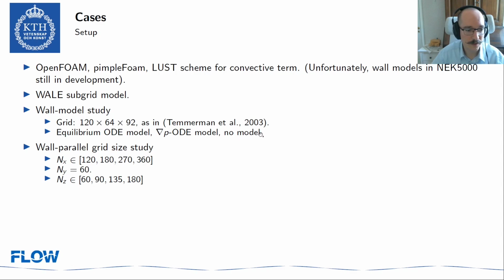The second study is going to focus on the wall parallel grid resolution, and we're going to test 4 different values of the number of nodes in the streamwise direction X, and also 4 choices corresponding to the spanwise direction Z. And Y is going to be fixed to 60, which is close to what Temmerman used.